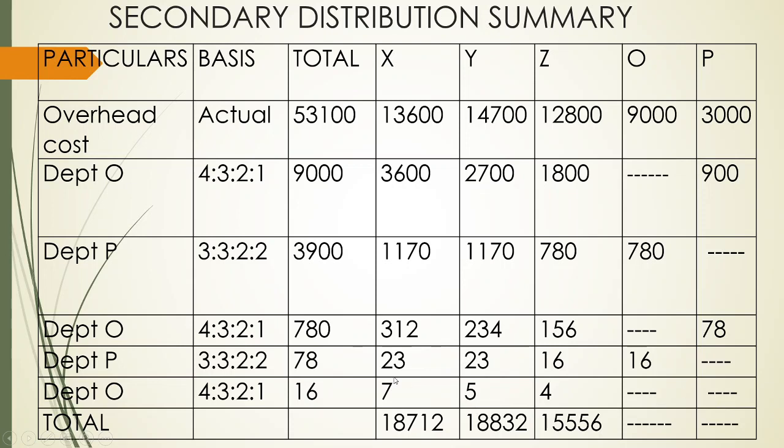Now what has to be done is we have to find the total of the overheads of X department. The total is 18,712. For Y department 18,832 and Z department 15,556. So the repeated distribution method is used to prepare the secondary distribution summary, wherein the overheads of O department and P department are distributed to departments X, Y and Z.